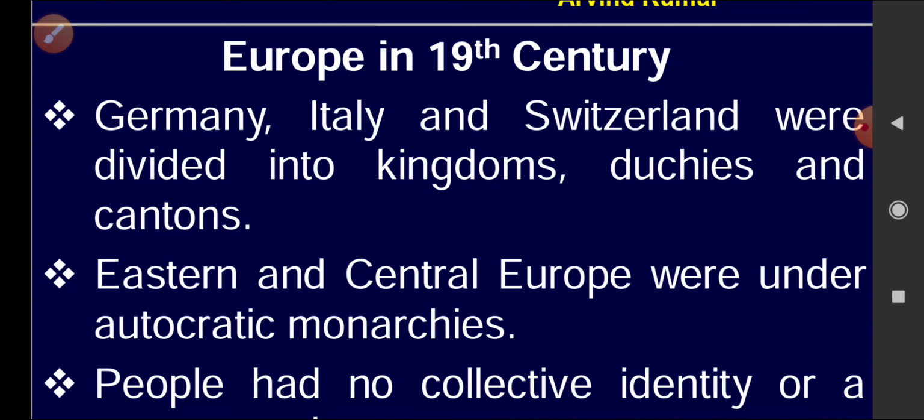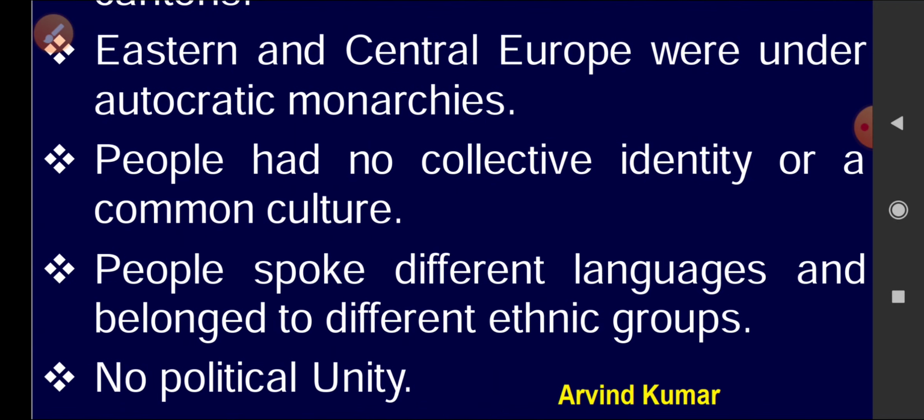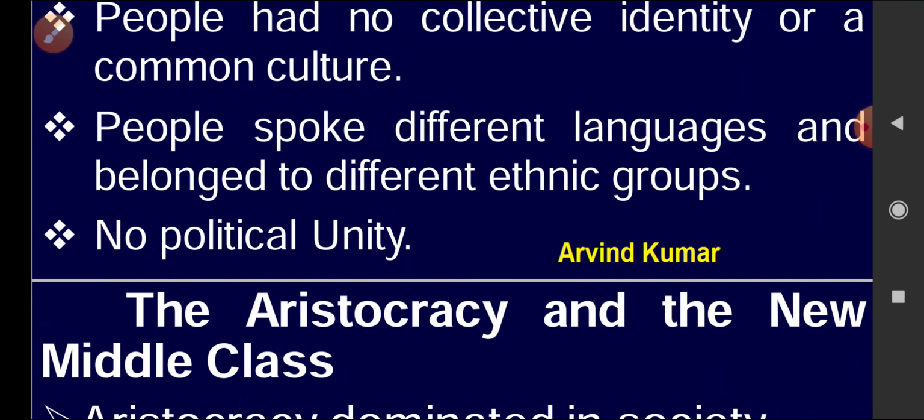Germany, Italy and Switzerland were divided into different kingdoms. When you read this full chapter, you will understand that Germany and Italy were not nations at that time. These were divided into many small states, small provinces. 39 confederations were there in Germany. Even Italy was divided into 7 parts. People had no collective identity. They spoke different languages. There was no political unity in Europe.